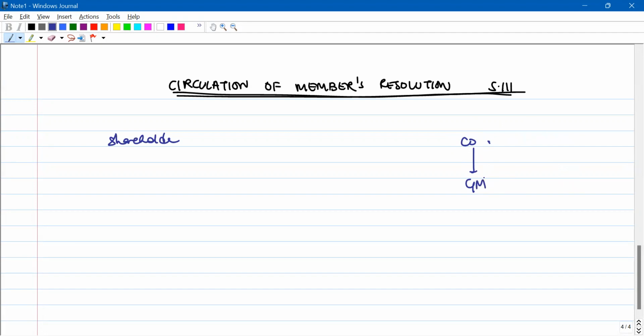But don't you think there is a possibility that even the shareholders may have some ideas? Even the shareholders may want some discussions to be made in the company's general meeting. Even the shareholders may want some resolutions to be passed in the general meeting. So, to give effect to that, this section has been introduced. Section 111 gives a power to shareholders.